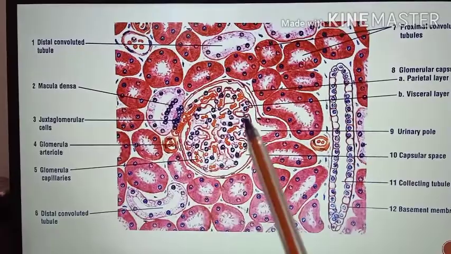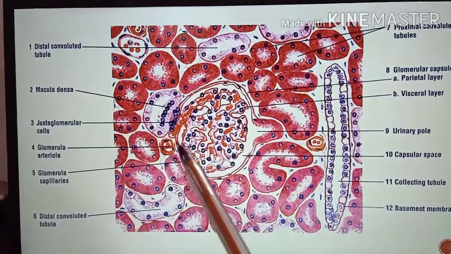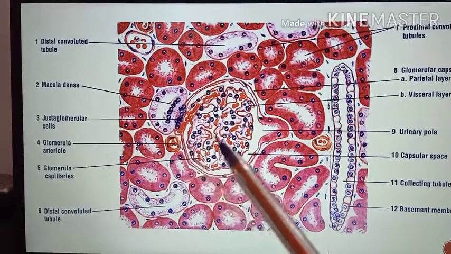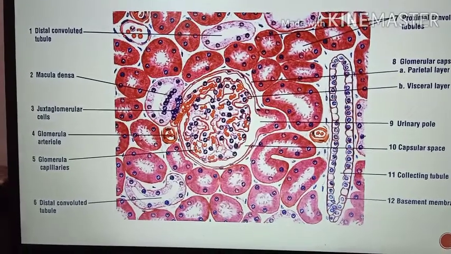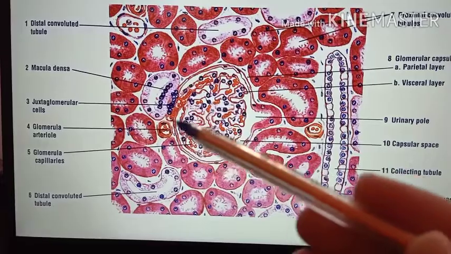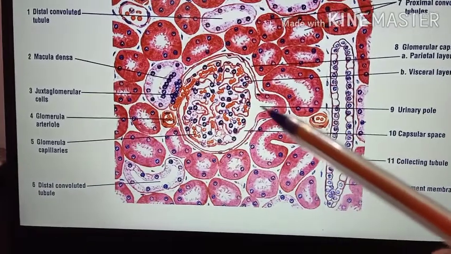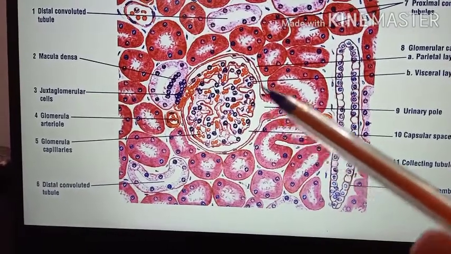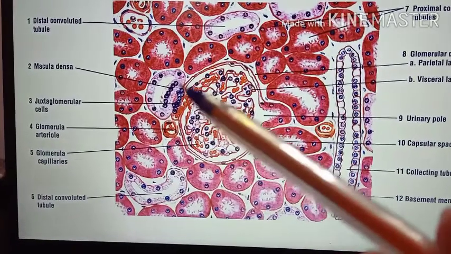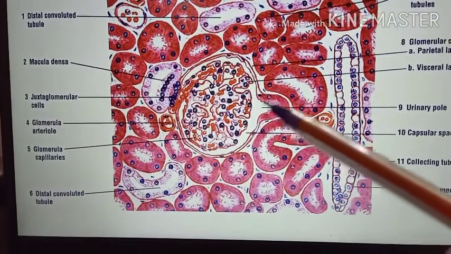In this section, this is the glomerulus, this is the Bowman's capsule, and this is the afferent arteriole. The afferent arteriole and the efferent arteriole lie close together at a point, and that is referred to as the vascular pole of the renal corpuscle. Opposite to the vascular pole is called the urinary pole. So in the renal corpuscle, the region close to the afferent as well as the efferent arteriole forms the vascular pole, and opposite to this is the urinary pole.